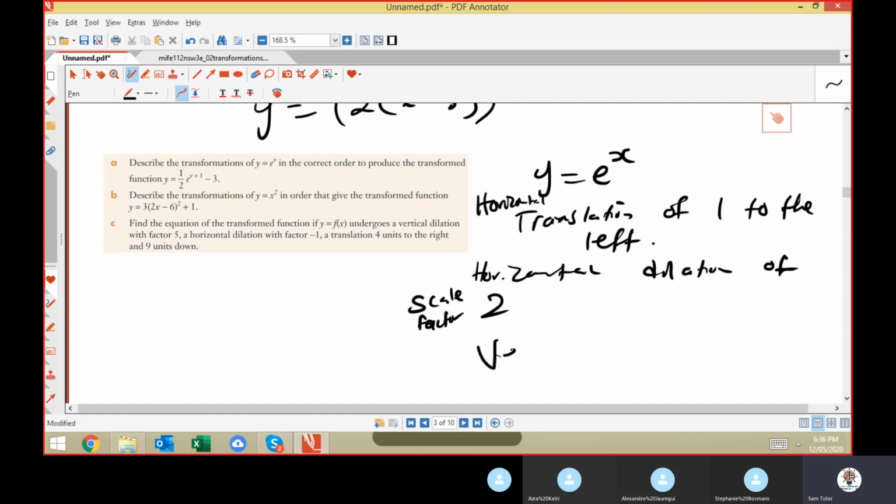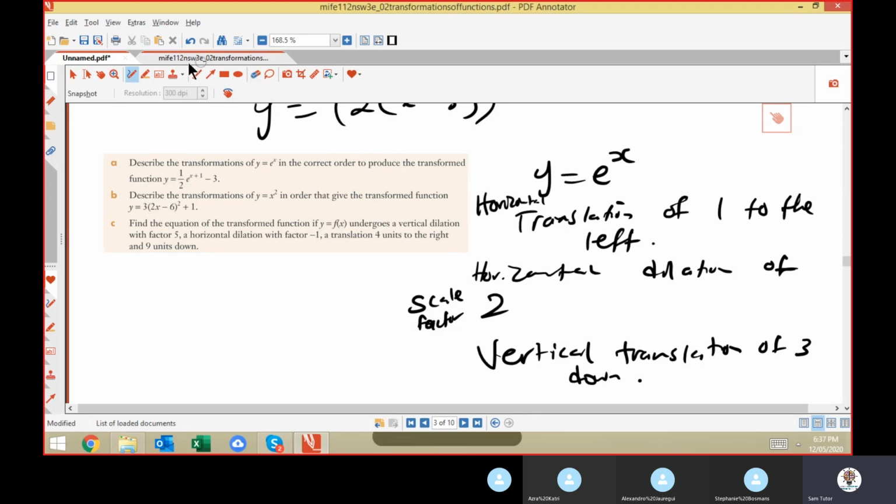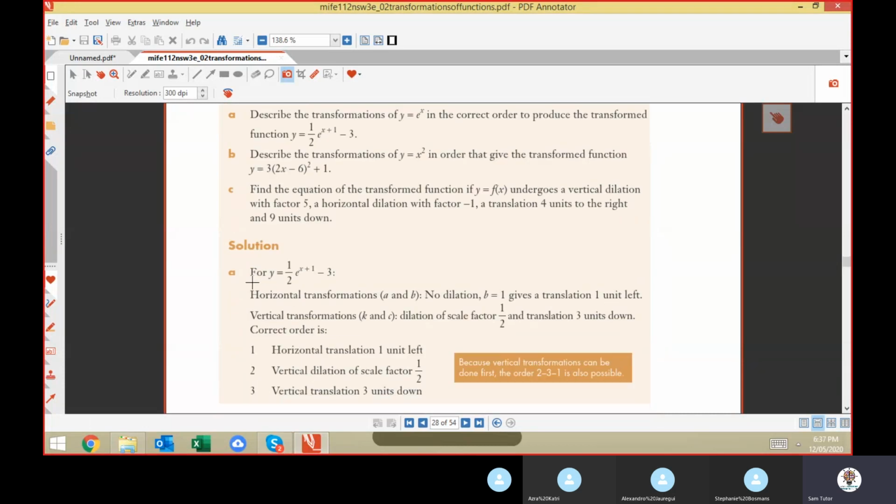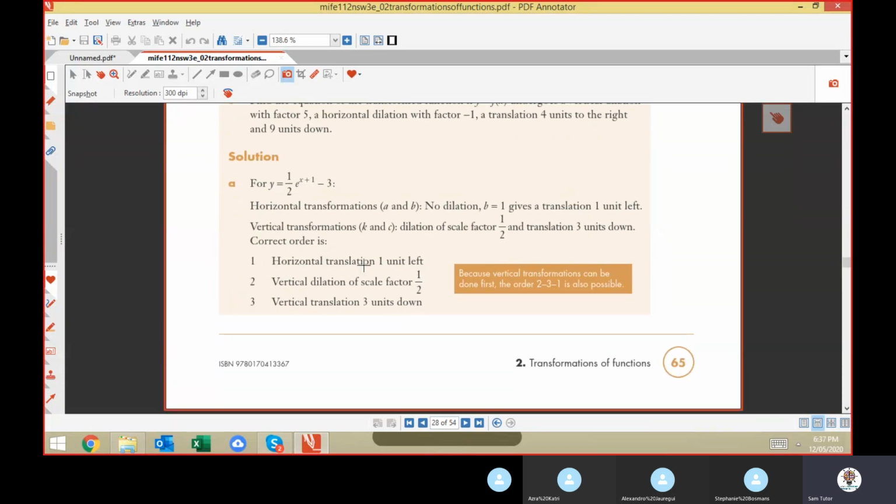And then a vertical translation of 3 down. Anybody agree or disagree with that, I guess? I don't know. Let's have a look. Number 1, horizontal translation, 1 unit left. Number 2, vertical translation of scale factor.